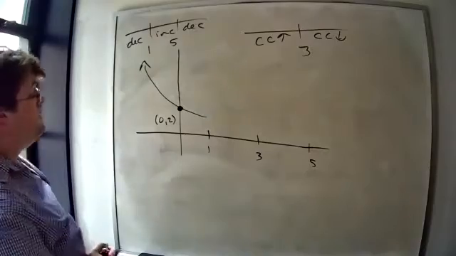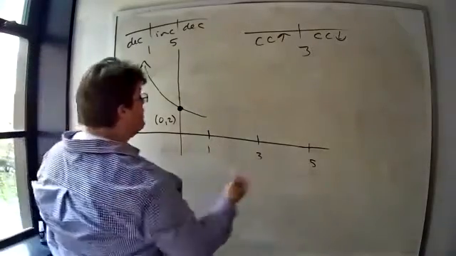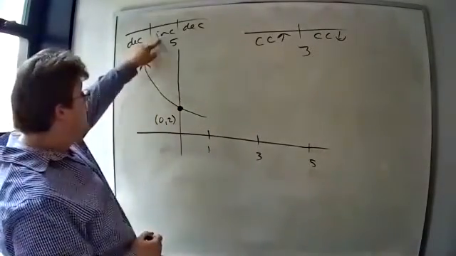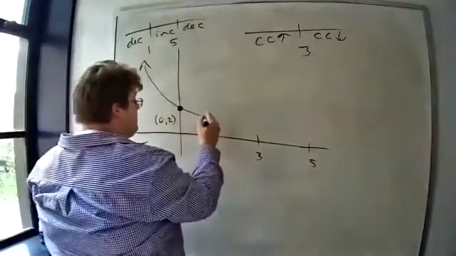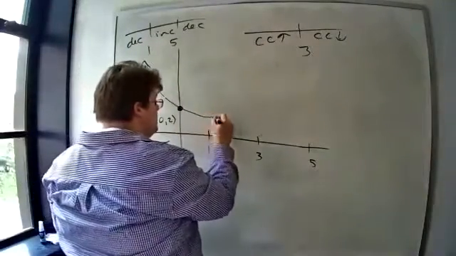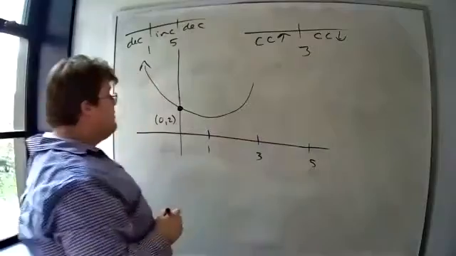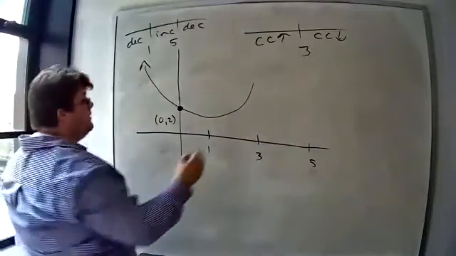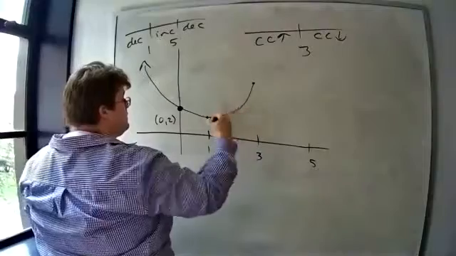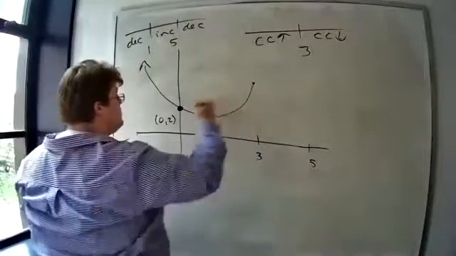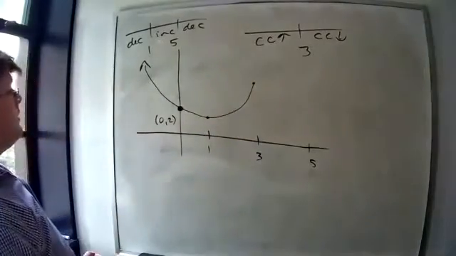Okay. So next we have 1 to 3. On 1 to 3, the function is increasing and it's still concave up. So it's going to start going up, but the caved in portion is still going to go up. So on 1 to 3, it's going up, so it's increasing. The caved in portion is pointing upward.